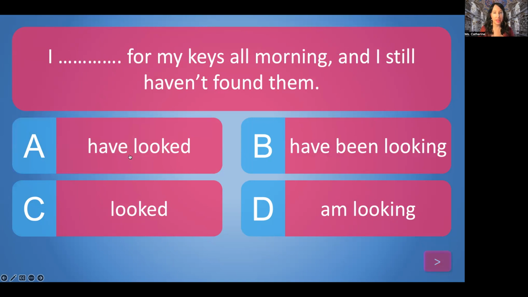I blank for my keys all morning and I still haven't found them. Okay, this is really tough. Would it be A, have looked, B, have been looking, C, looked, or D, am looking? What do you think? That's right, have been looking. I have been looking for my keys all morning and I still haven't found them. That means you're still doing it. It happened in the past, up to now, and continuously doing it because the clue word is all morning. Good job. And if not, don't worry. Just go back to the review.